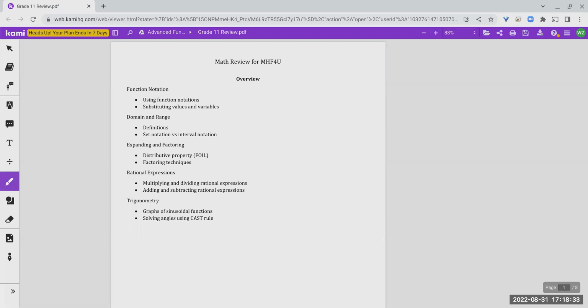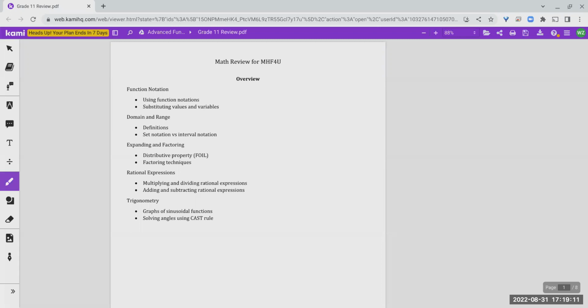Well, we're going to talk about 5 different things here. We're going to start with function notation, and then domain and range, and then expanding and factoring, rational expressions, and finally trigonometry. Now, you're going to need all of these skills, but since the course is designed linearly, we're going to start with polynomials and rate of change, and then we're going to go slowly into rational expressions. Now, in the first unit, you're going to need function notation, domain and range, expanding and factoring. Okay, you're not going to need rational expressions until later. You're not going to need trigonometry until even later.